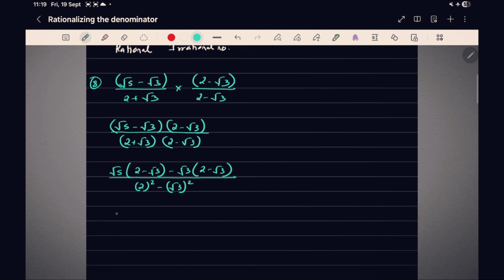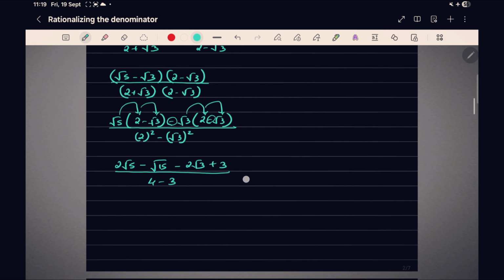Now root 5 into 2. Now see, I am going to multiply it twice. Why? Because a plus or minus sign is present. So there, that is 2 root 5 minus, root 5 and root 3 can get multiplied. Please revise the rules of part 1 and part 2. Root 15 minus root 3 into 2 is written as 2 root 3. Root 3 into root 3, minus becomes plus, and 3, upon 4 minus 3.